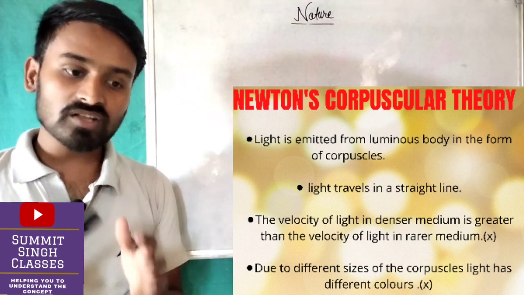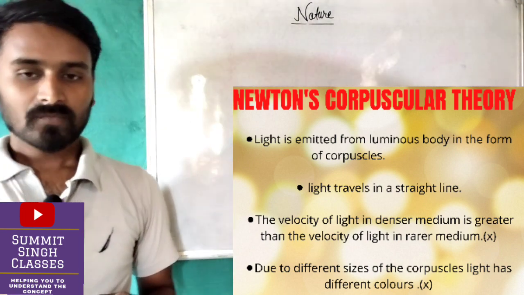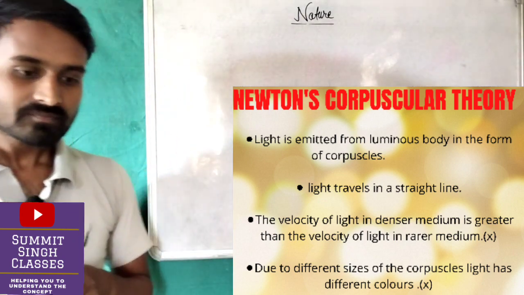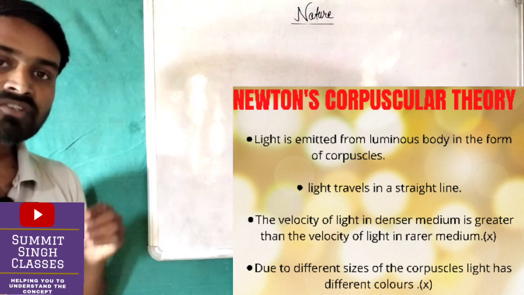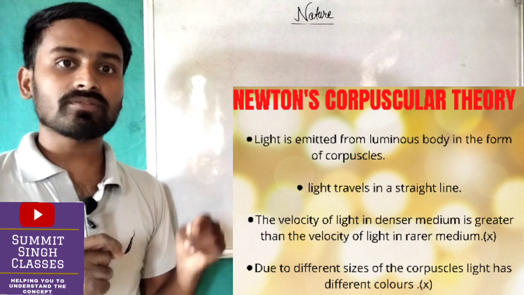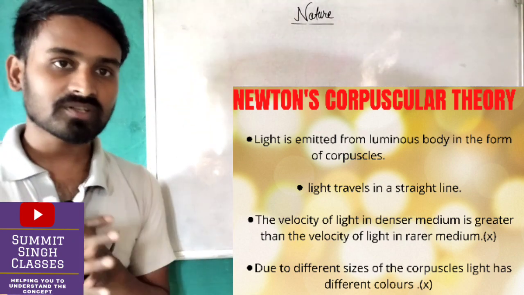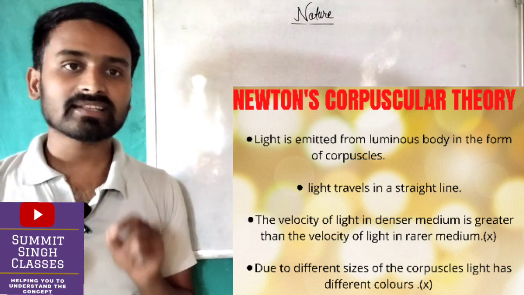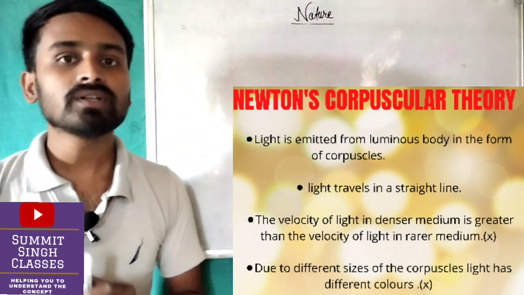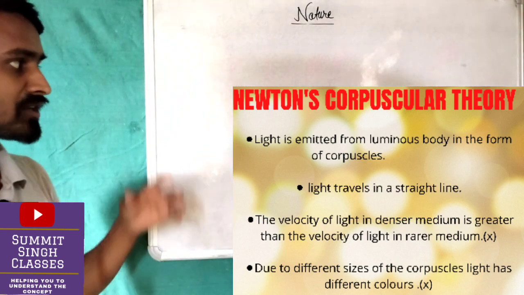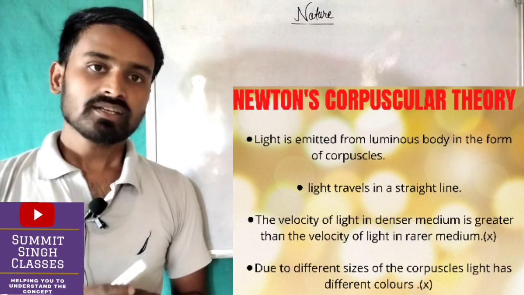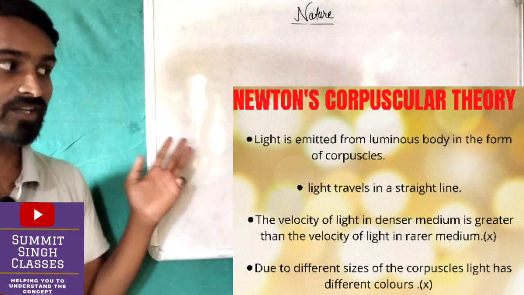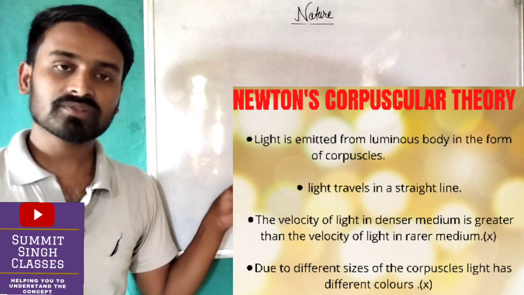And the third thing was really the most important thing in Newton's corpuscular theory, which is also called Newton's particle theory. This states that the speed of light in a denser medium is more than the speed of light in a rarer medium. You also have to understand that this third statement was wrong, and it was modified further in the wave theory of light. So try to understand only that Newton said the velocity of light in a denser medium is higher than the velocity of light in a rarer medium. This was the third statement given by Newton's corpuscular theory.